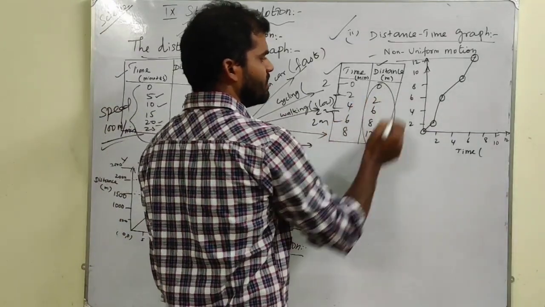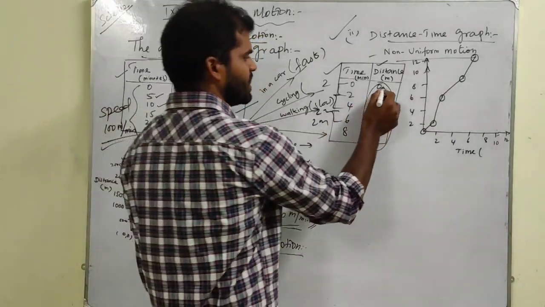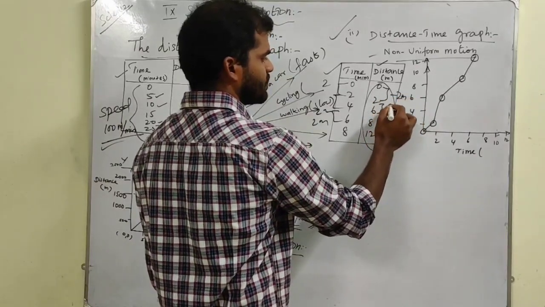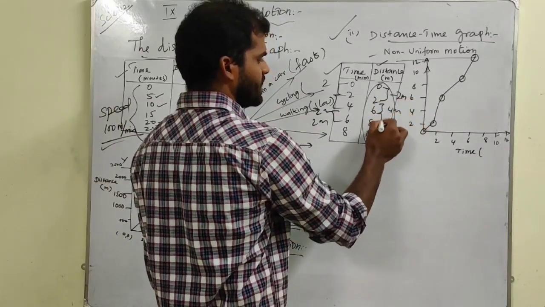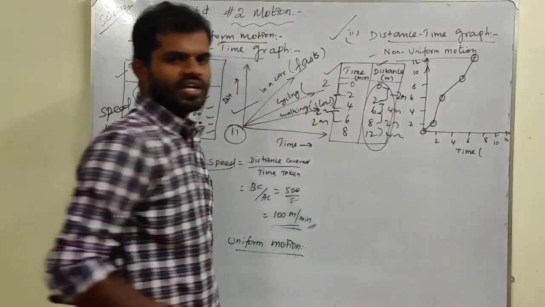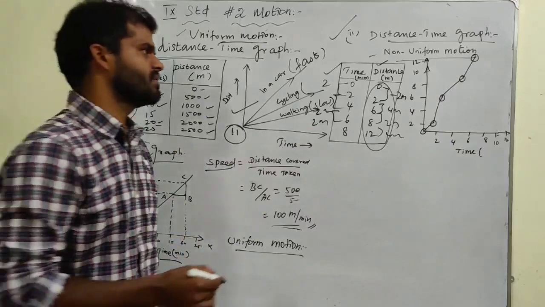But the distance covered is not equal, right? Here the distance covered is 2 meter. Here the distance covered is 4 meter. The difference here is 2 meter. Again here 4 meter. So there is a change in the speed of covering the distance, right?